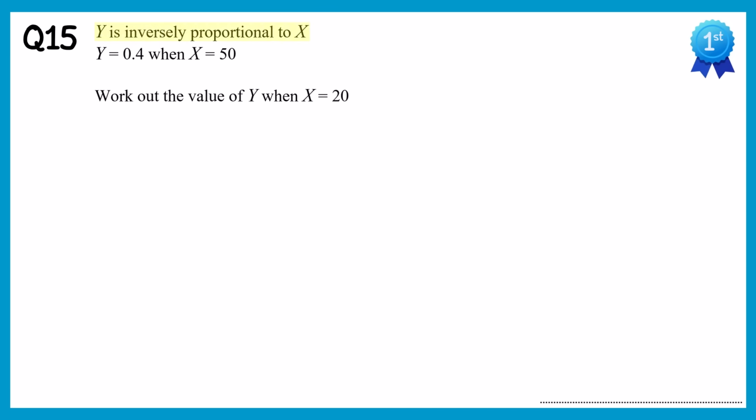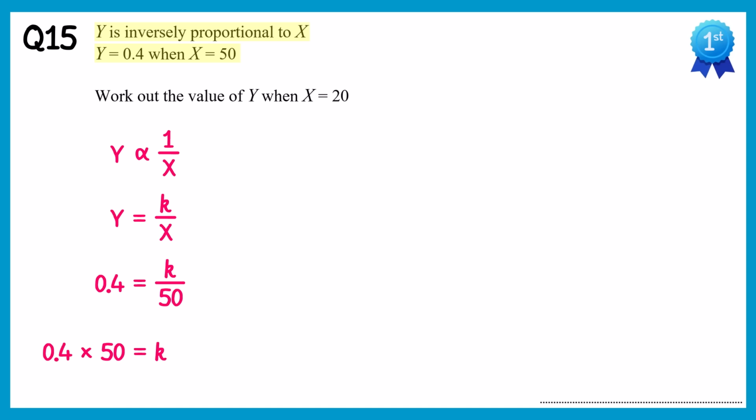For this question, we're told that y is inversely proportional to x, which we can write down as y is proportional to 1 over x. We can replace this proportional sign with equals k, so we write y equals k over x. Then we're told that y is 0.4 when x is 50, so we can just substitute those values into this formula. Let's replace y with 0.4, and this equals k over x, which is 50. We can now find the value of k by multiplying both sides by 50, so 0.4 times 50 will equal k. And if you do multiply 0.4 and 50 together, you'll get 20. So k must have been 20.